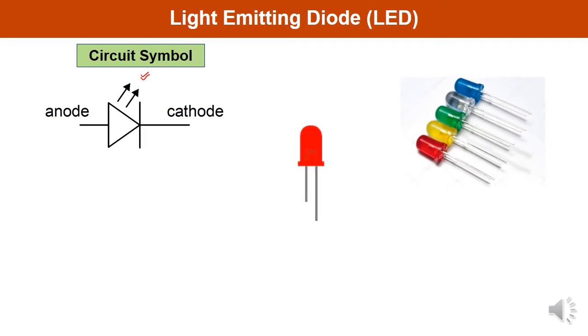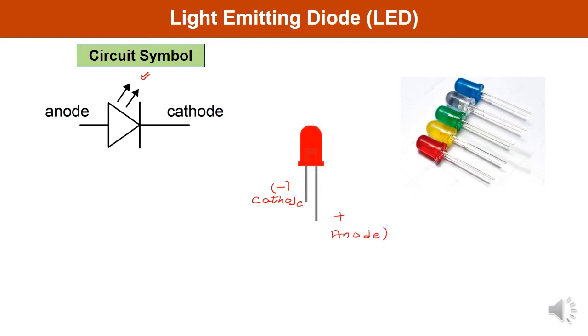Here you can see some images of LEDs that have been shown. You have seen this kind of LED in your laboratories or whenever you are purchasing an LED. There you will find the two terminals. One is the shorter leg and the other is the longer one. To recognize them, you must remember the shorter one is the cathode and the longer one is the anode.